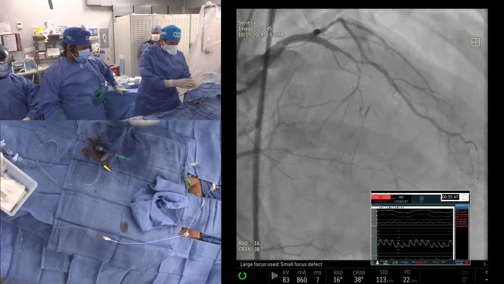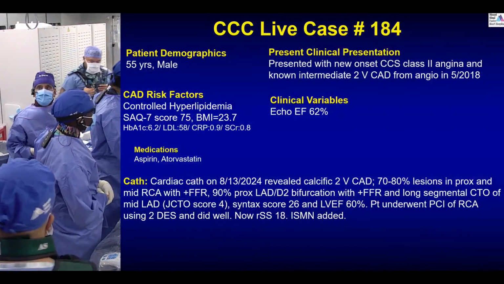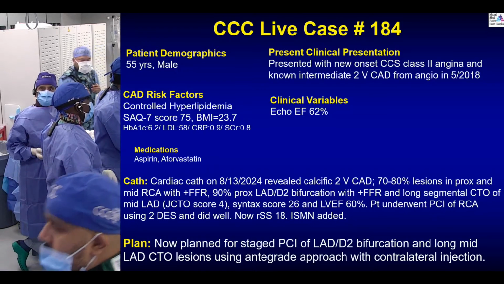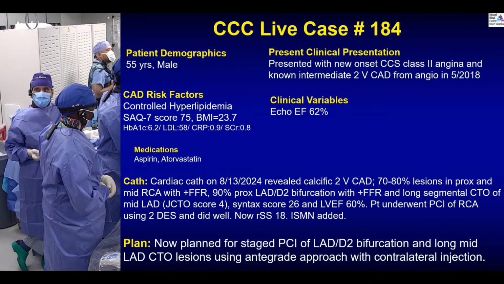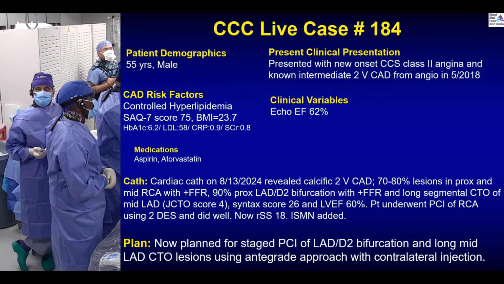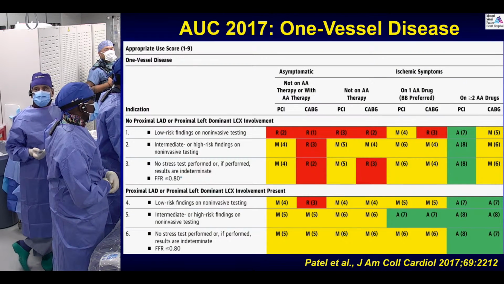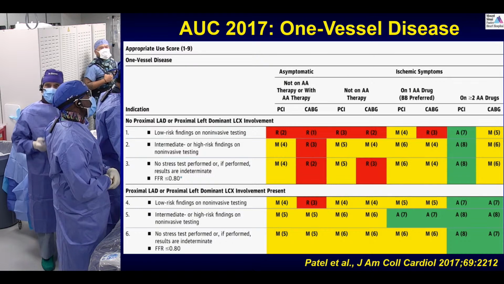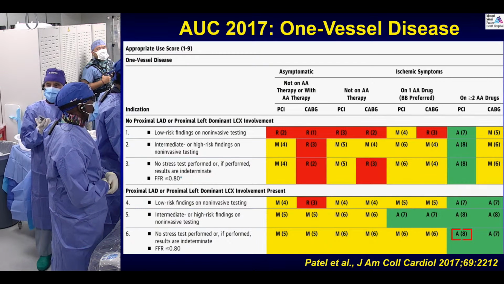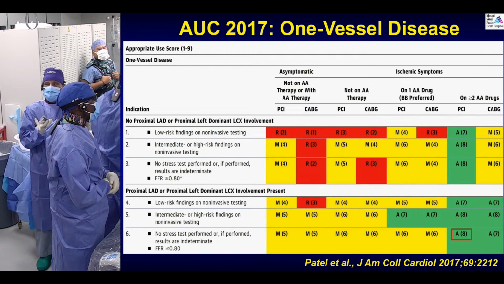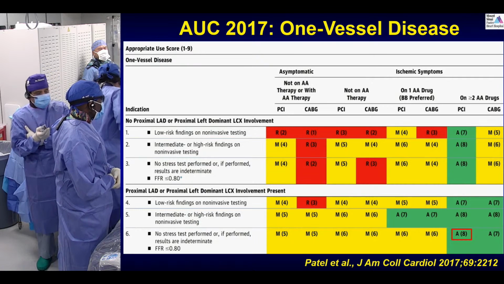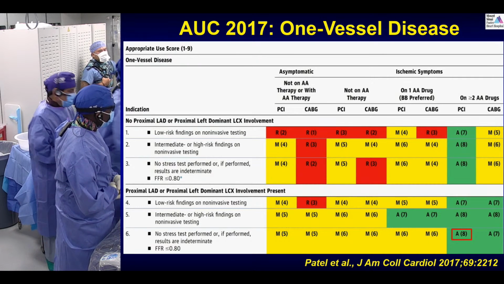Let me just complete my presentation. Go back there, please. So basically, this is where the patient has isosorbide added. The plan is a staged PCI of the LAD diagonal bifurcation and long mid LAD CTO lesion using an antegrade approach with contralateral injection. Clearly, in this case, because of the positive FFR, ischemic therapy is appropriate. So that's where we are now. Let's go to our presentation.